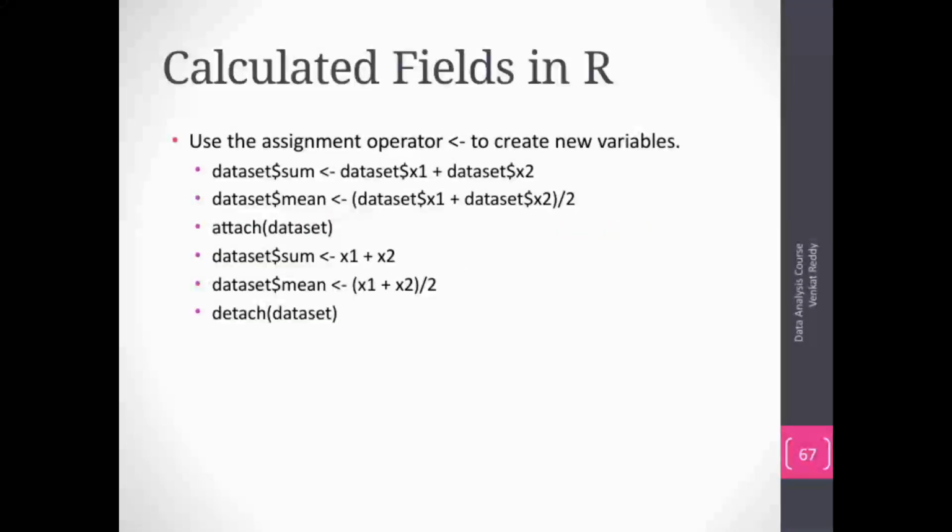Now, there's also a way to work with variables directly in the current environment by using the attach function. When we run attach(dataset), R makes the variables x1 and x2 accessible without having to specify the dataset each time. So we can write dataset$sum <- x1 + x2, and it works because R now knows to look in the attached dataset. Similarly, for the mean, we write dataset$mean <- (x1 + x2)/2. Once we're done, it's important to detach the dataset with detach(dataset). This keeps our workspace clean and prevents any confusion or errors later on.